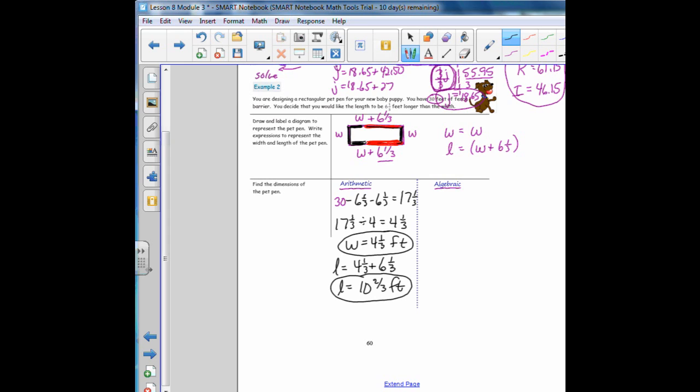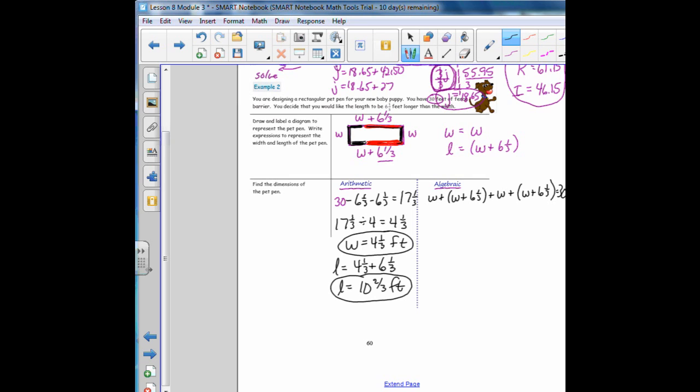Now we're going to solve the problem with algebra. We know that the perimeter is adding all of the sides together. There are several different ways to find the perimeter. We're going to use addition. So we're going to add the width plus the length, which is W plus 6 1/3, plus the width plus the length, which is W plus 6 1/3. And we know that that is equal to 30.